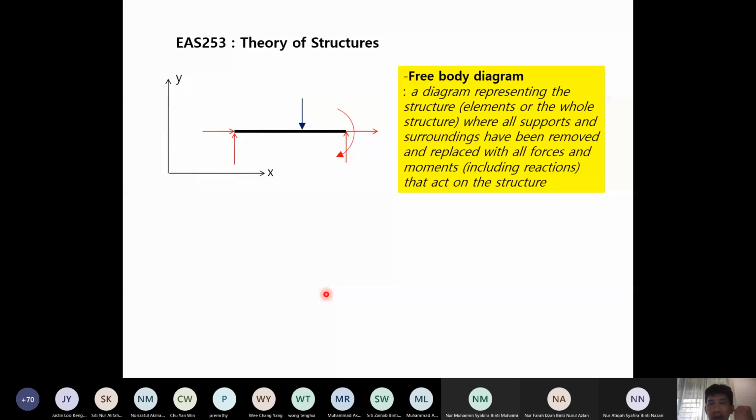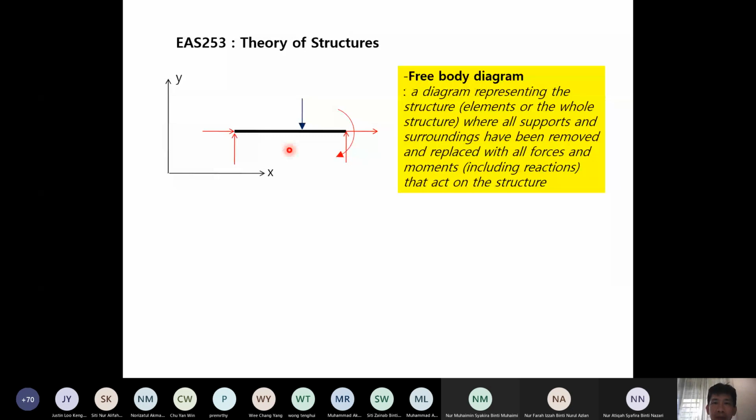By now you should get it correct. It represents the structures, so it can also represent part of the structures. It depends on what part of the structures you want to draw the free body diagram. And you don't see any support. You remove all the supports or any other members connected to it. You remove everything. You take it separately, as one diagram, but you have to represent the effect of other parts, the effect of supports, the effect of other members, in terms of forces. That's why you see only forces here.